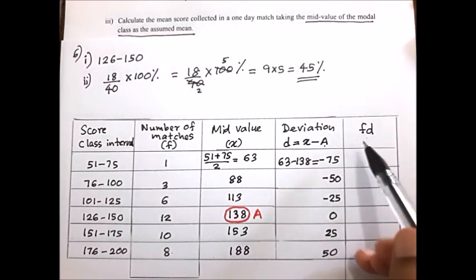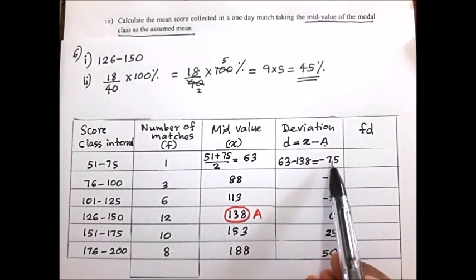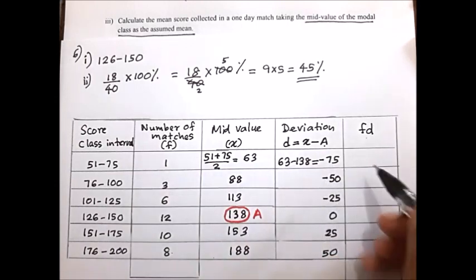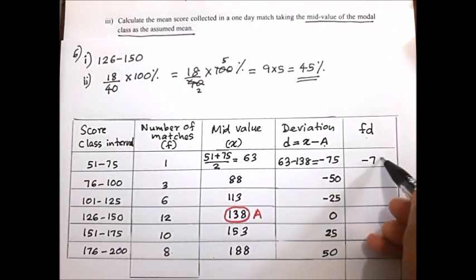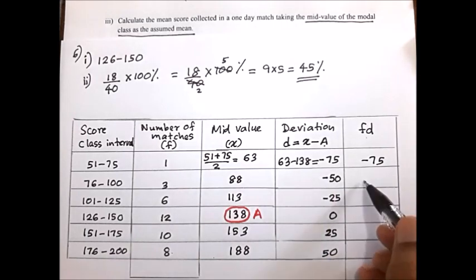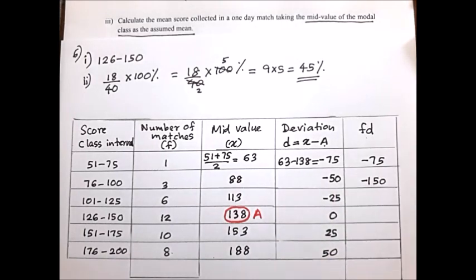To obtain fd, multiply frequency and deviation. 1 multiplied by minus 75. 3 multiplied by minus 50, minus 150. 6 into minus 25, minus 150. 12 times 0, 0. 10 into 25, 250. 8 multiplied by 50, 400.